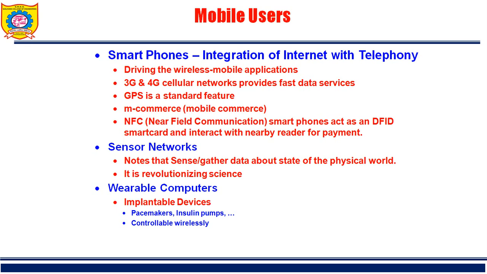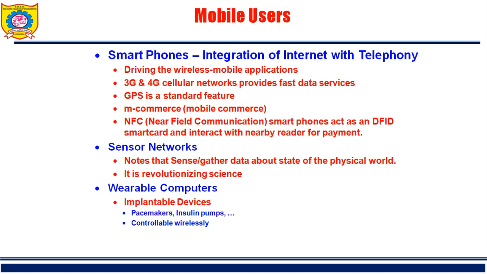So mobile users, all of you know that a smartphone is the best example of the integration of internet with telephony. So we can do a number of things using a smartphone. Everybody knows this, so just read out what things come under the smartphone. Then sensor networks. There are many sensors now used to sense information from the environment, and depending on that information a specific action can be taken.